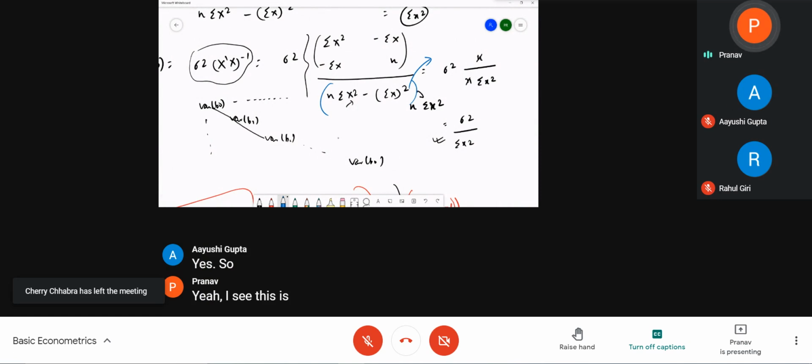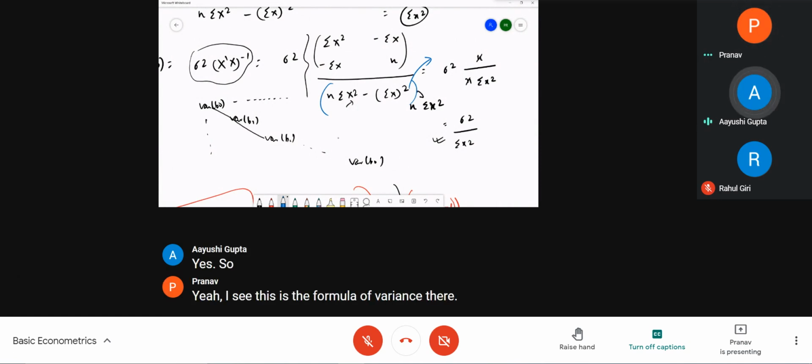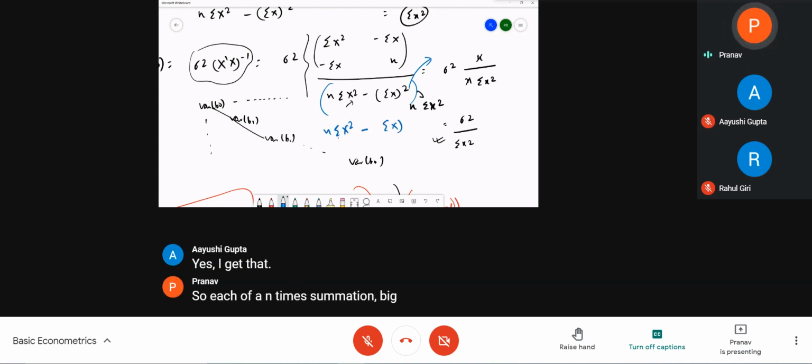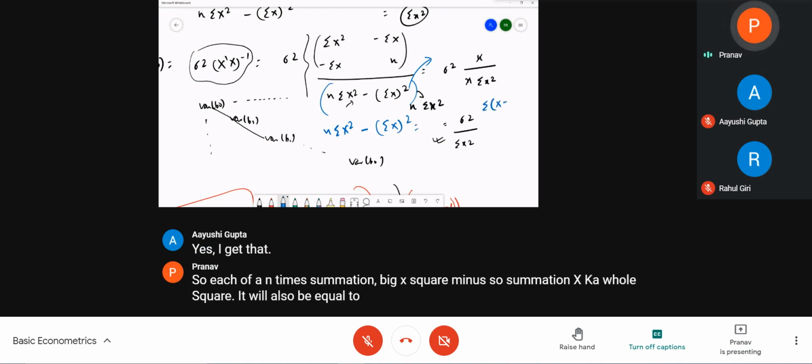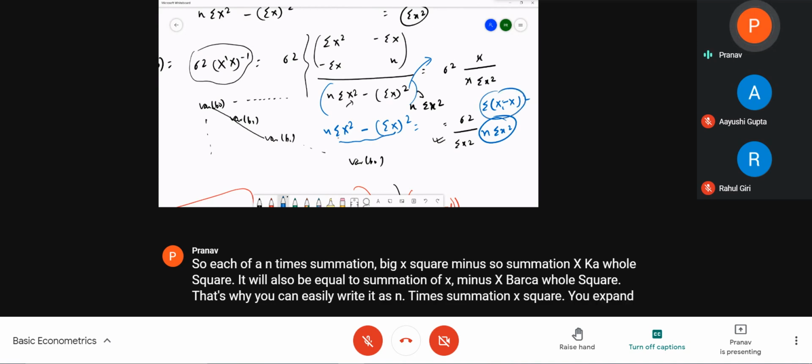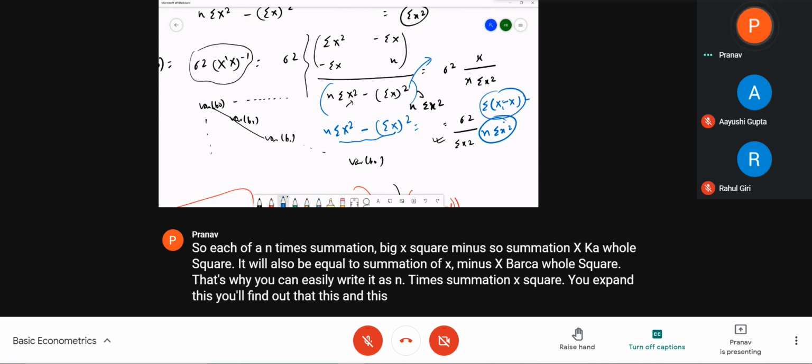This is the formula of variance, dear. Yes, I get that. So this n times summation X square minus the whole square of summation X will also be equal to summation of X minus X bar whole square. That's why you can easily write it as n times summation X square. You expand this, you'll find out that this and this are equal. Okay, got it, sir. Thank you.